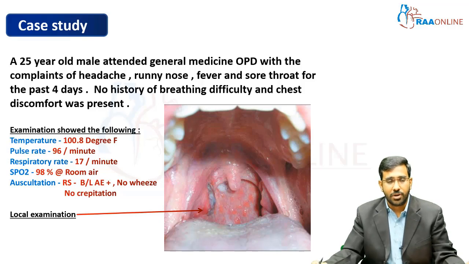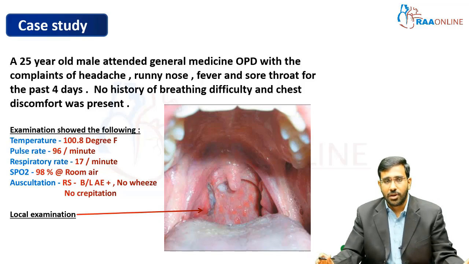it is a low grade fever, and pulse rate is 96 per minute, which is slightly high, and respiratory rate is 17 per minute, which is a normal respiratory rate, and SpO2 is 98% at room air, again a normal finding. On auscultation of the respiratory system, bilateral air entry was present and there is no wheeze and no crepitation. In the local examination you are able to see an image.